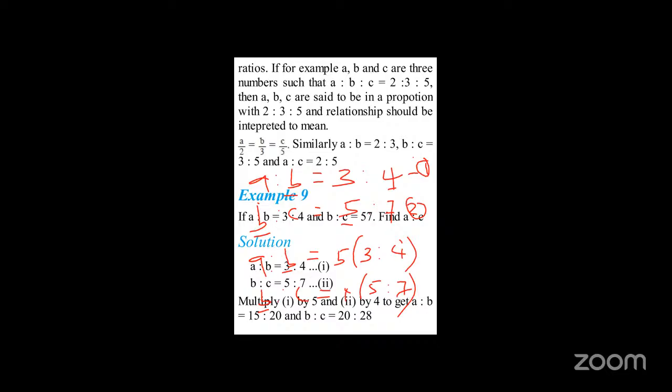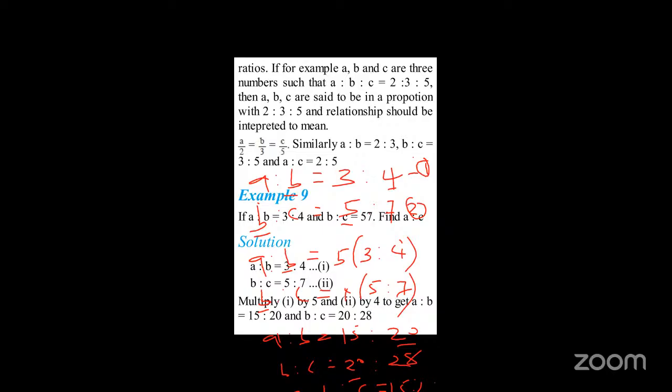So therefore, this one becomes A ratio B will be equal to 15 ratio 20. And then B ratio C becomes 20 ratio 4 times 7 is 28. So therefore now we already have the value of B in both ratios being the same. Now from here we can rearrange it to have A ratio B ratio C, which will be equal to 15 ratio 20 ratio 28.